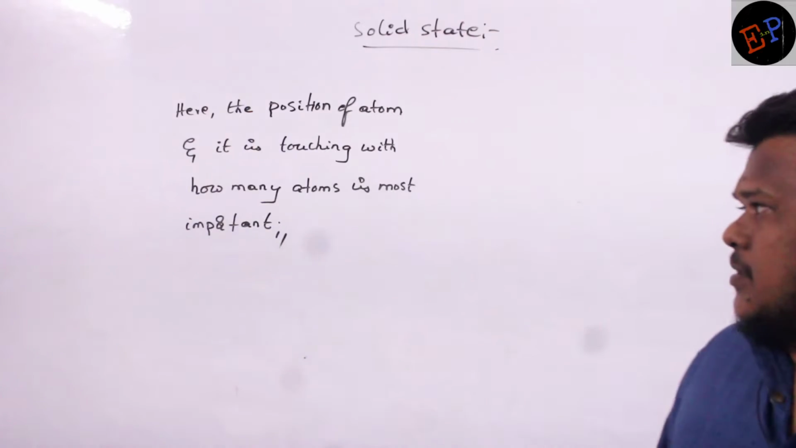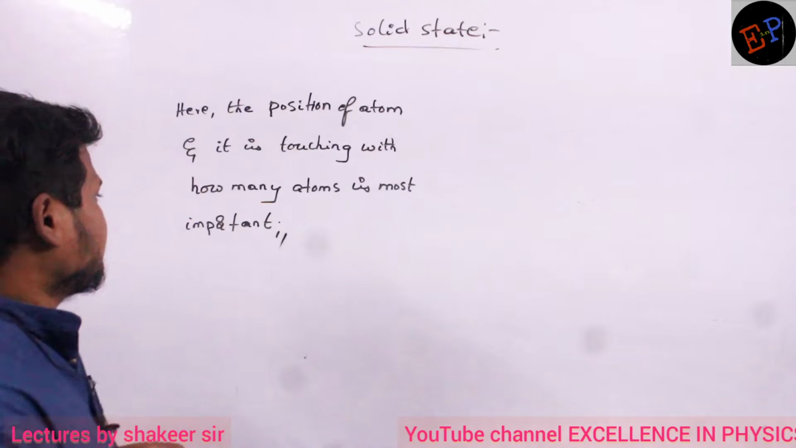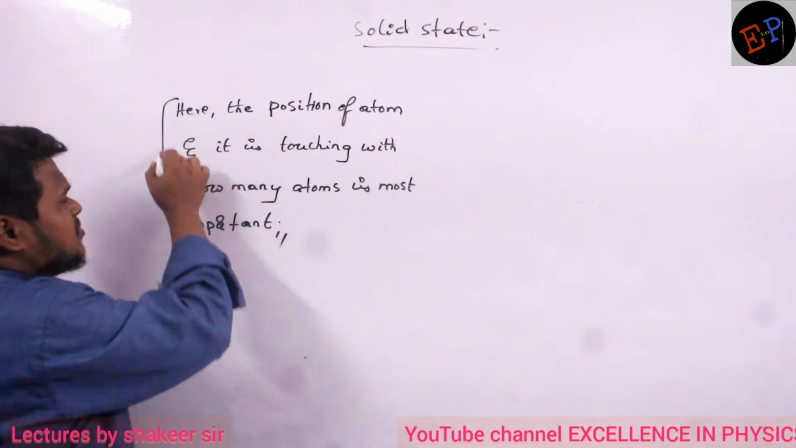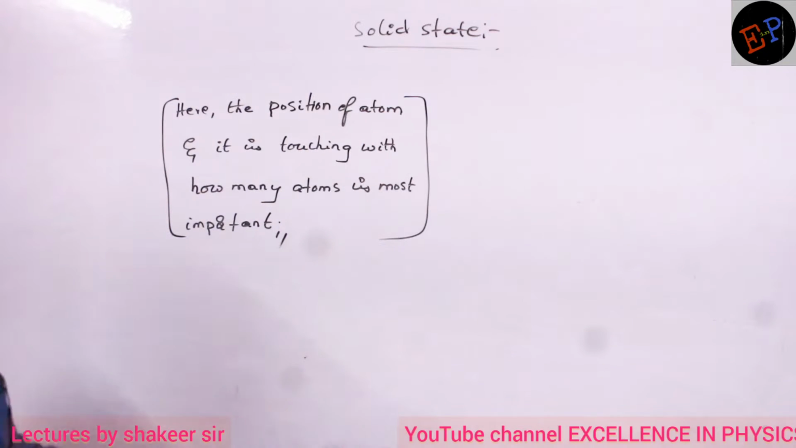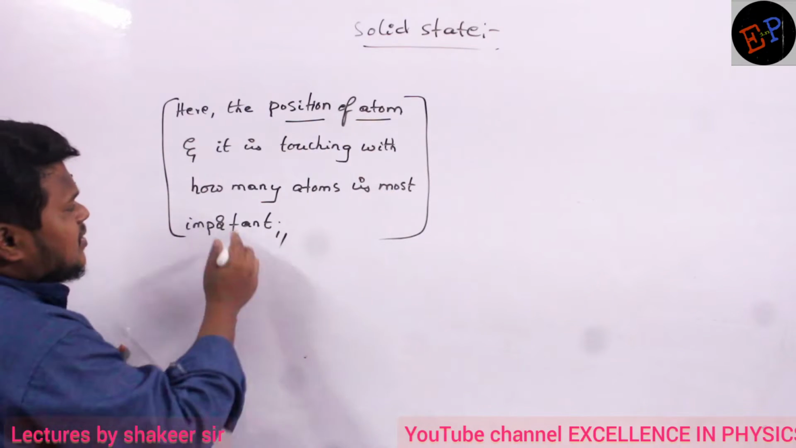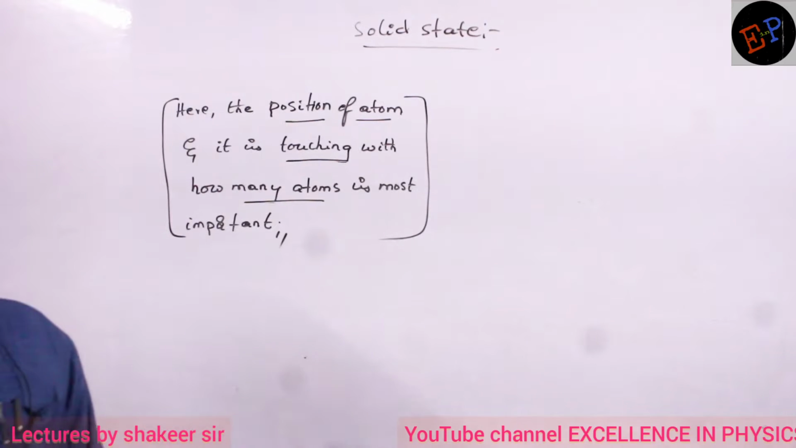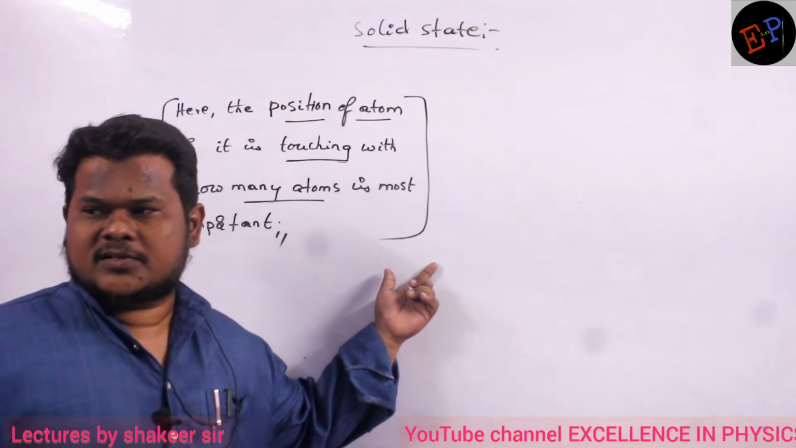In solid state, we see how the atoms are arranged and each atom is touching how many atoms. This is the most important discussion that we have to study in this topic. Where is the position of the atom? Where is the atom present? And it is touching how many atoms? Once you understand this, the total solid state depends on this discussion only.